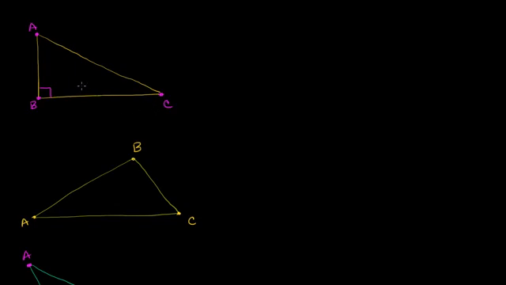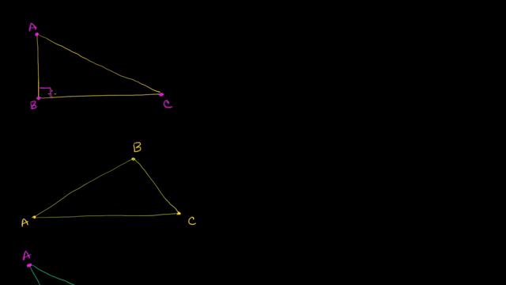Well, maybe we can construct a rectangle out of triangle ABC, and then maybe we can somehow find the area of part of that rectangle. And the best way to construct a rectangle is to really duplicate ABC and then flip it over and put it right on top of this. And just to verify that that definitely will be a rectangle.